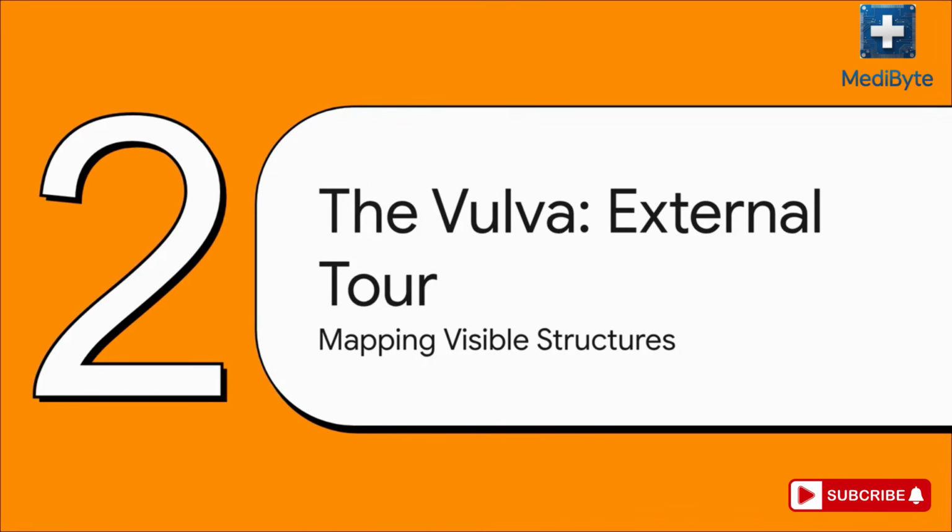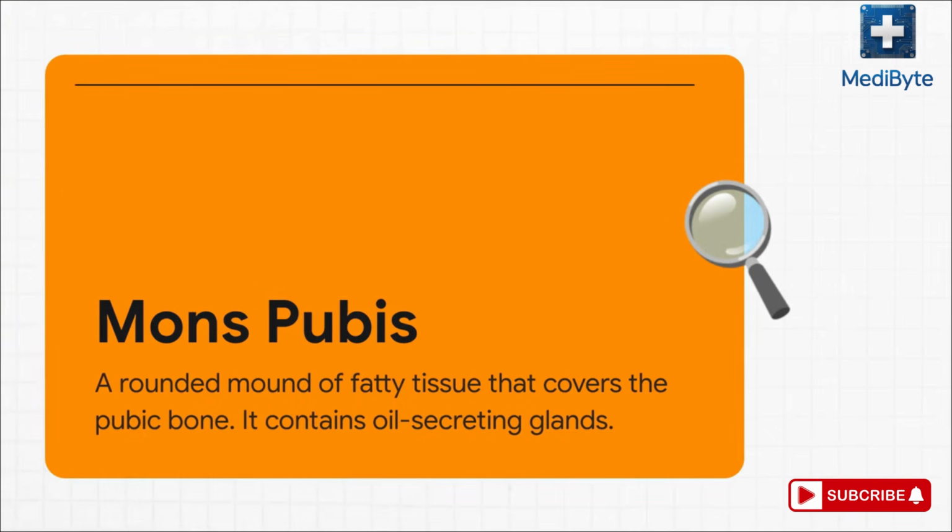Okay, time for our anatomical tour. Now, a key term to know right off the bat is vulva. That's the correct medical term for all of the external parts, all together. So we're going to map out these structures one by one, starting right from the top. First up is the mons pubis. This is that rounded mound of fatty tissue that sits right over the pubic bone.